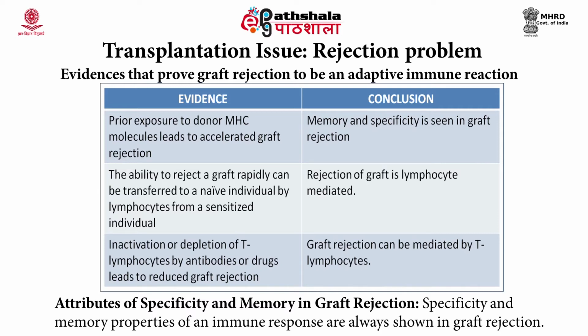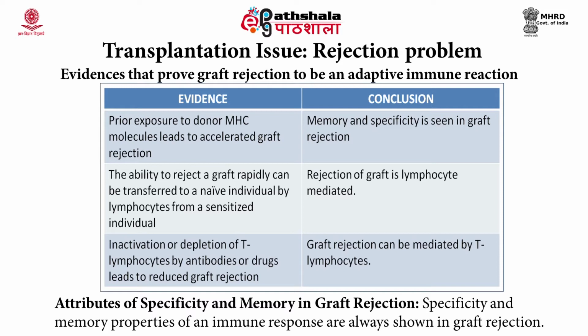Studies in the 1940s and 50s showed that these rejection reactions are adaptive immune mediated, as they show the phenomena of specificity, memory and are lymphocyte mediated. Various clinical and experimental evidences prove that graft rejection has all the hallmarks of an adaptive immune system reaction. As you can see, here are the evidences that prove graft rejection to be an adaptive immune response: the attributes of specificity and memory in graft rejections. Specificity and memory properties of an immune response are always shown in graft rejection.